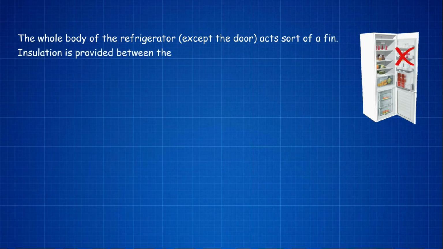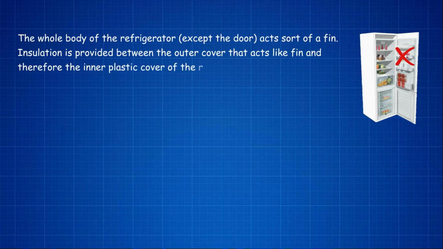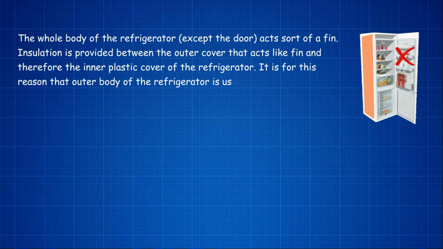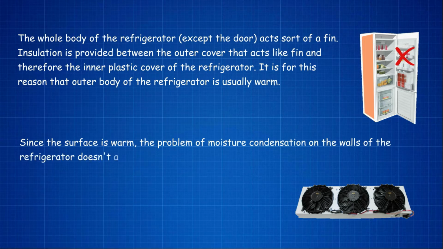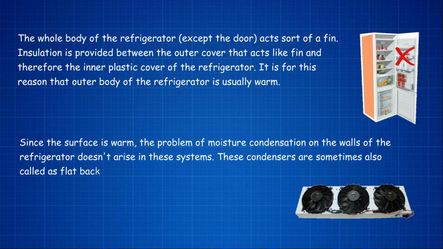Insulation is provided between the outer cover that acts like a fin and the inner plastic cover of the refrigerator. It is for this reason that the outer body of the refrigerator is usually warm. Since the surface is warm, the problem of moisture condensation on the walls of the refrigerator doesn't arise in these systems. These condensers are sometimes also called flat-back condensers.